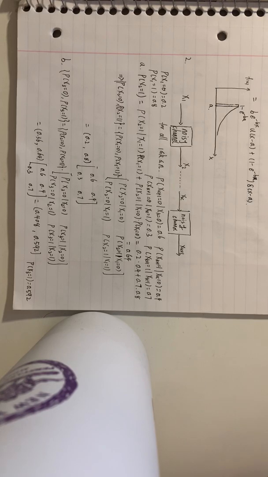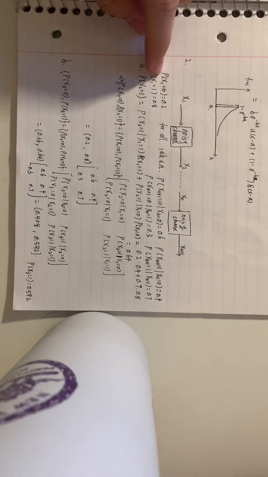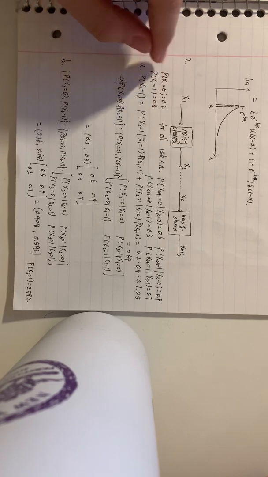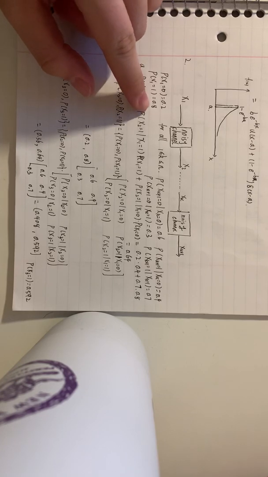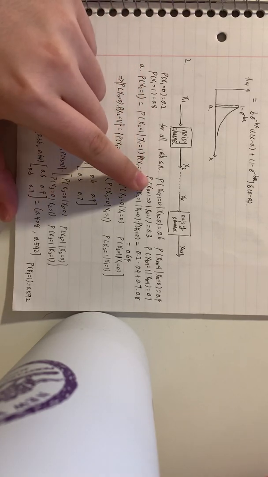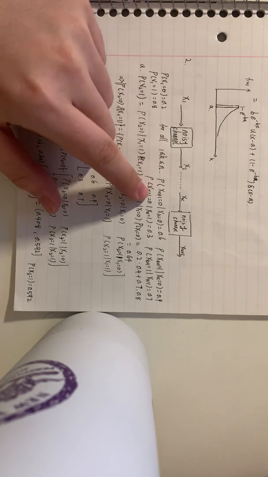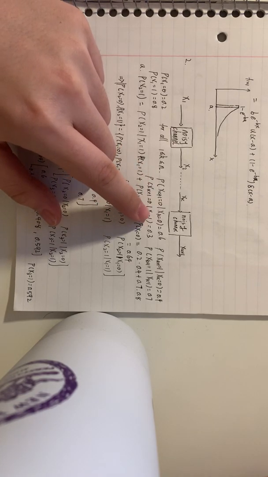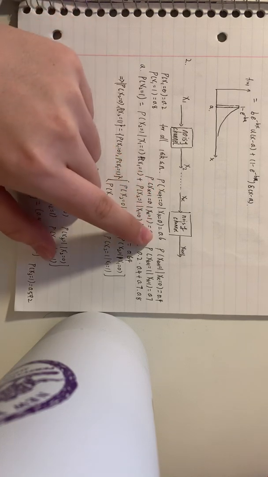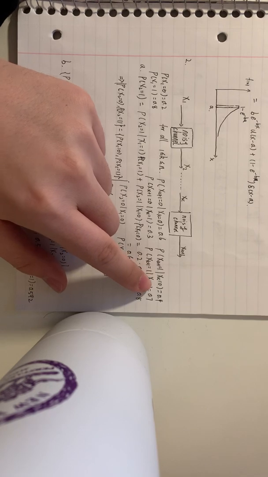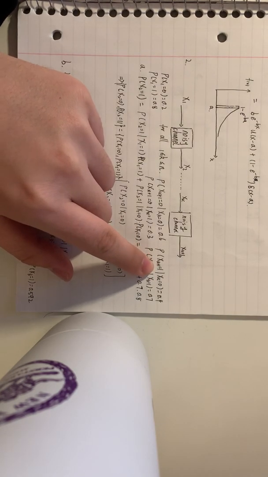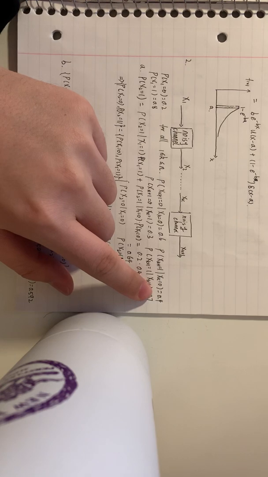Problem 2 gives us some information: the probability of x1 equal to 0 is 0.2, the probability of x1 equal to 1 is 0.8. And for the transition part, the probability of xk equal to 0 transitioning to xk plus 1 equal to 0 is 0.6. The probability of xk equal to 0 transitioning to xk plus 1 equal to 1 is 0.4.